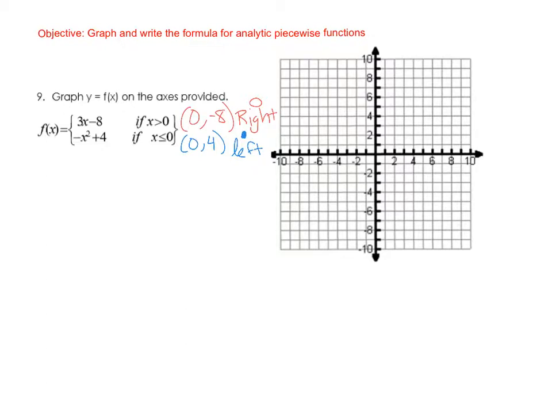All right, so 0, -8, open circle. This is just a plain line, and that's actually the y-intercept anyways. So I'm just going to do my slope of 3 over 1. So 1, 2, 3 over 1. 3 over 1, 3 over 1, 3 over 1.